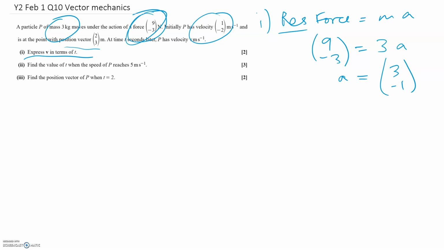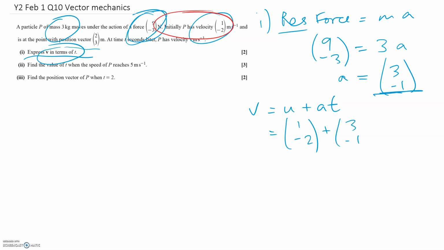So that's going to be useful, because to find v in terms of t, we can just use v equals u plus at. And u, I've been circling everything here. Oh, u is this. So u is 1 minus 2. The acceleration, we've just done it. It's 3 minus 1, and the time is t. So that's the answer really. You could just make it look a little bit nicer by writing it like this: 1 plus 3t minus 2 minus t. So that is the answer to part 1.